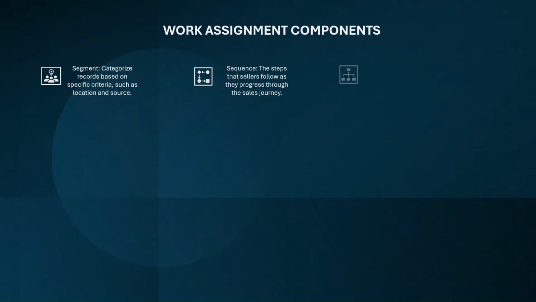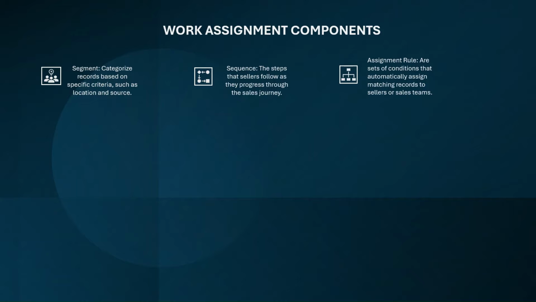The last component is assignment rules. Assignment rules are a set of conditions that automatically assign matching records to sellers or sales teams. For example, you might have an assignment rule that automatically assigns all customers who purchase during the end of the year clearance sales in the United States to your retention team for follow-up.